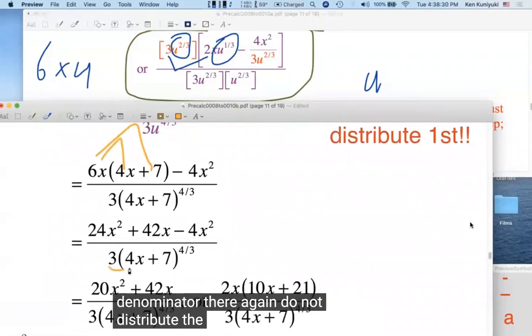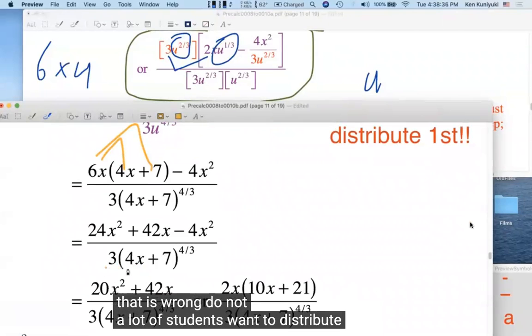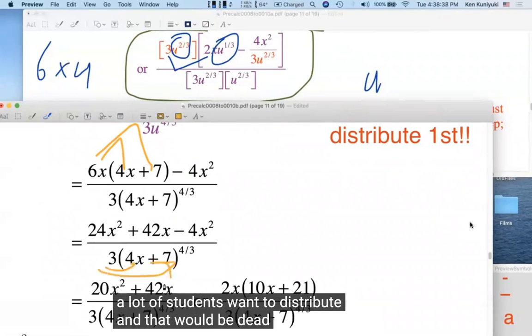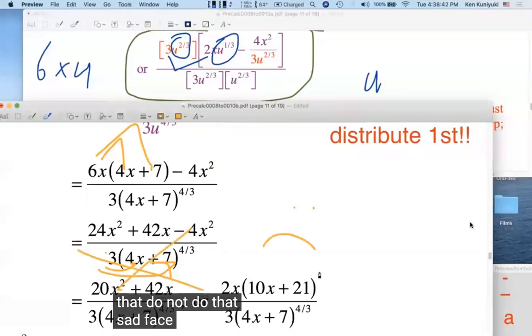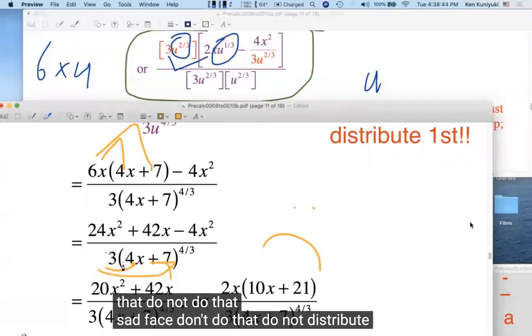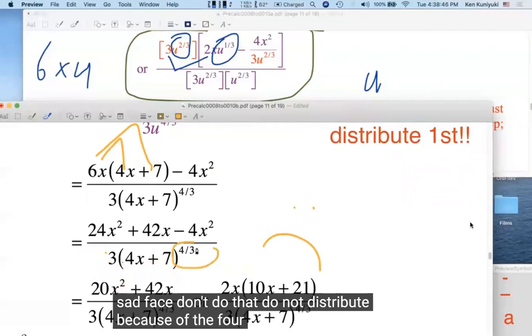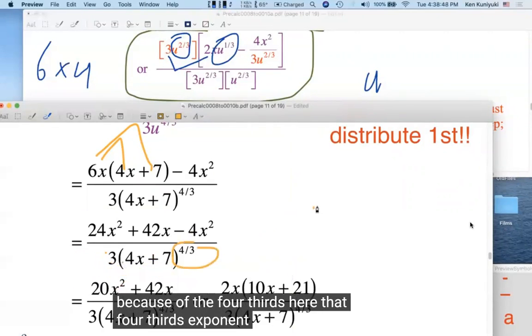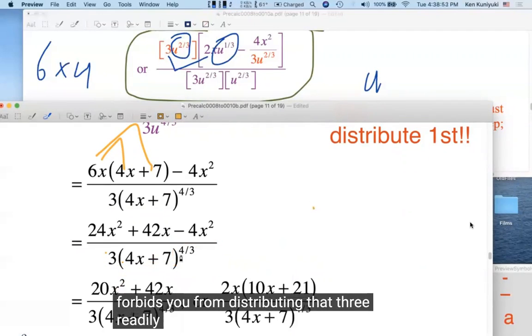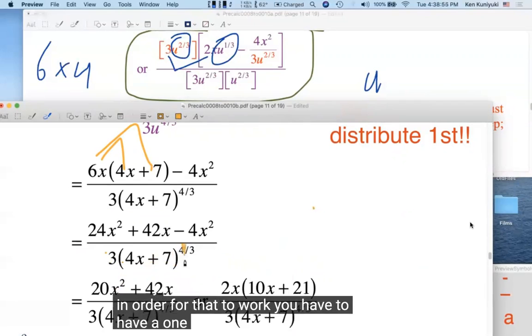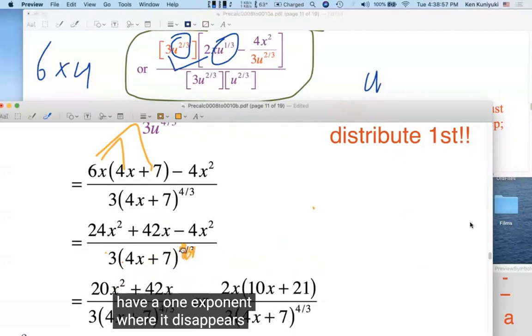Again, do not distribute the 3 here. That is wrong. A lot of students want to distribute, and that would be dead wrong. Do not do that. Do not distribute because of the 4/3 here. That 4/3 exponent forbids you from distributing that 3 readily. In order for that to work, you have to have a 1 exponent where it disappears.